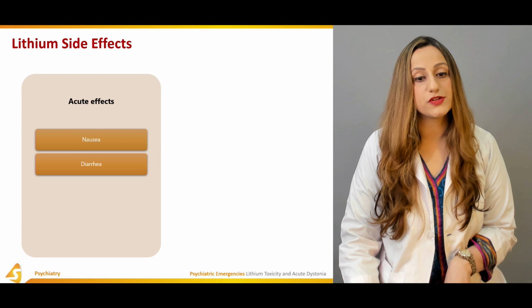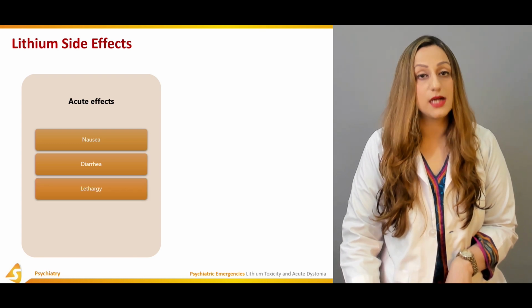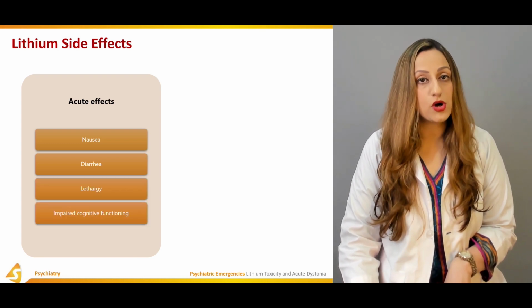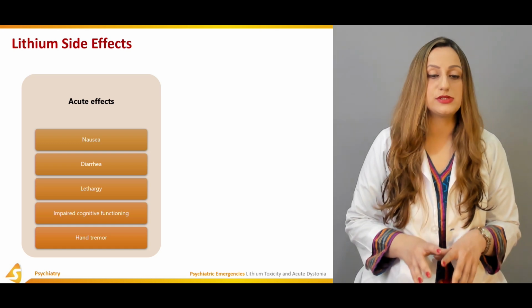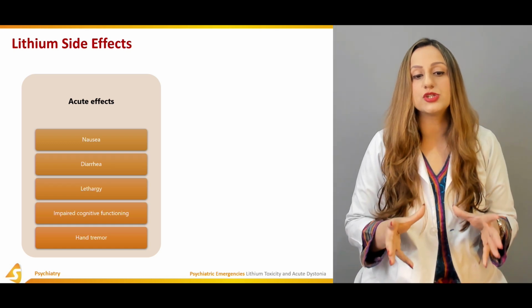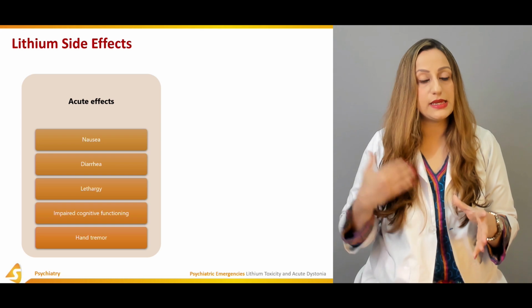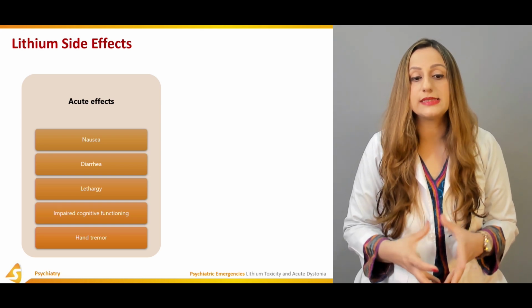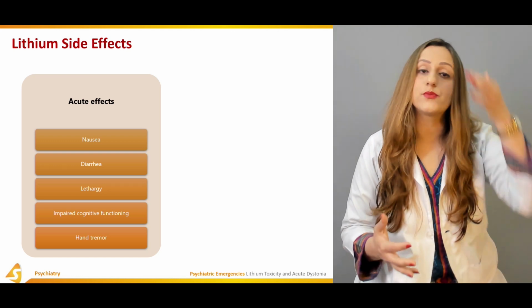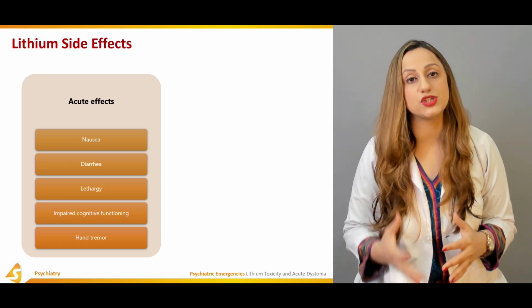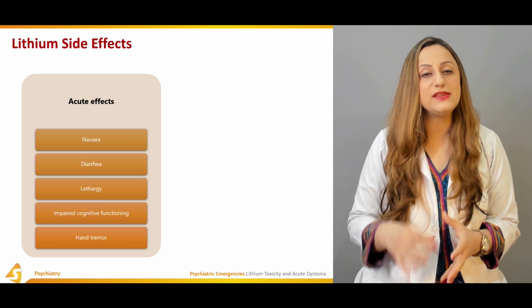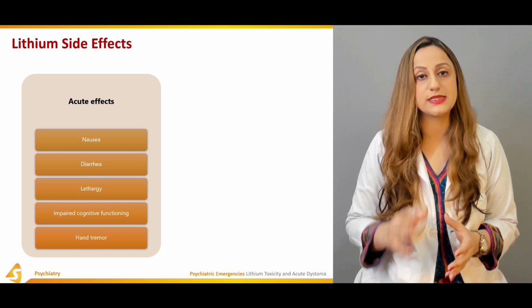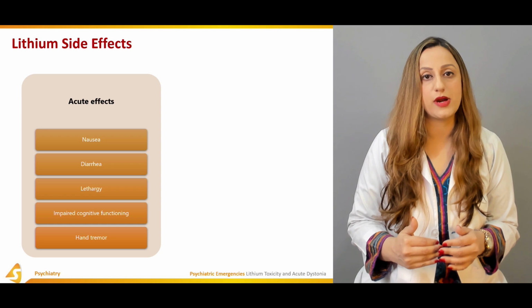Nausea is seen in a lot of individuals, diarrhea, lethargy, impaired cognitive functioning, and then hand tremors. So basically the brain structures are affected, and after that the cognitive function, that is the thinking process, is even affected in such individuals. And after that we'll see the fine hand tremors that are observed within 24 hours.